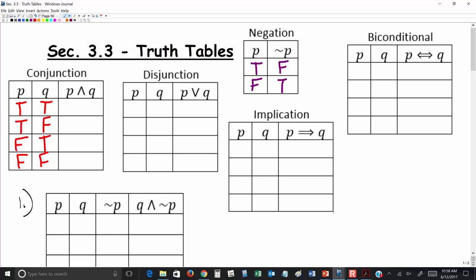So the statement P and Q is only true when both P and Q are true. So it's true there, and all the rest of these will be false. So the and is only true if they're both true.